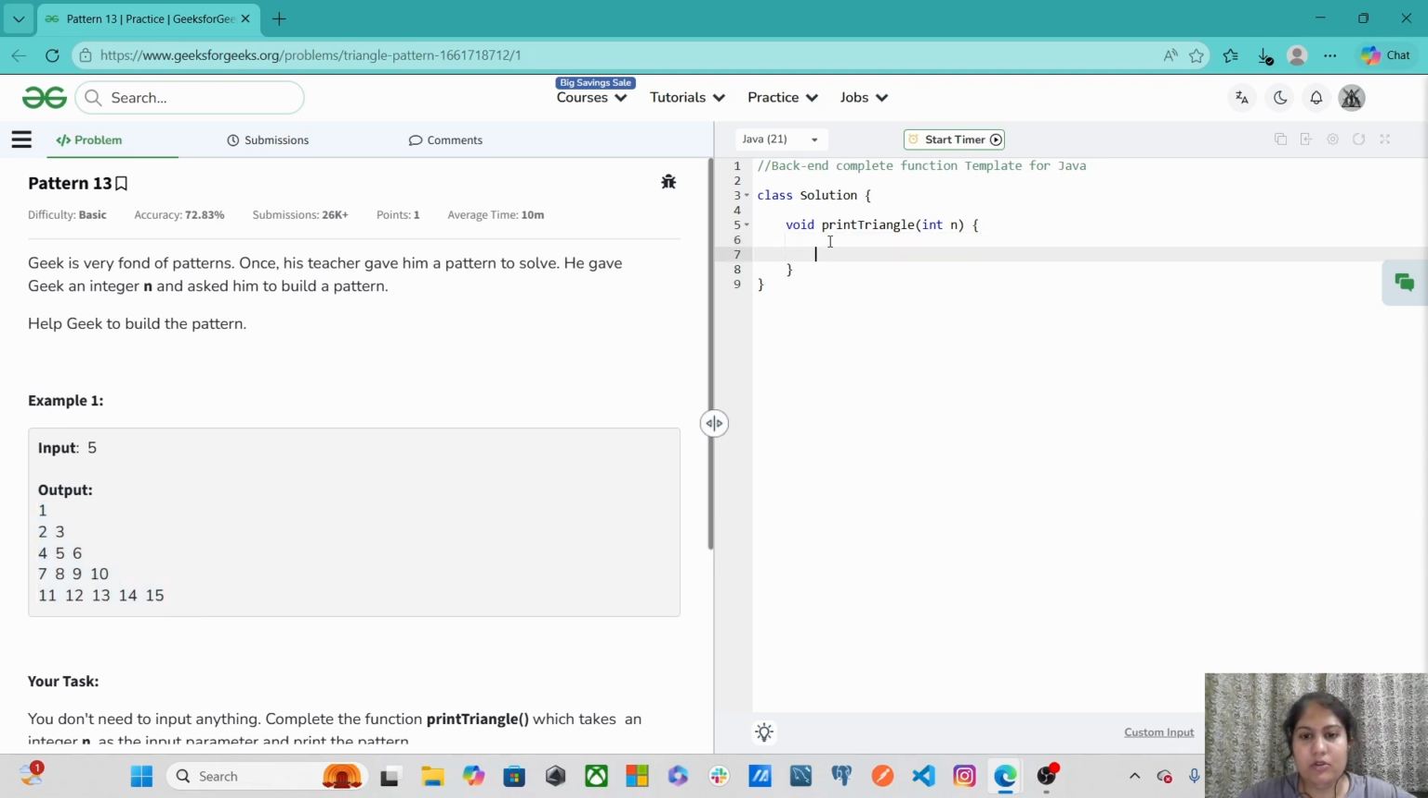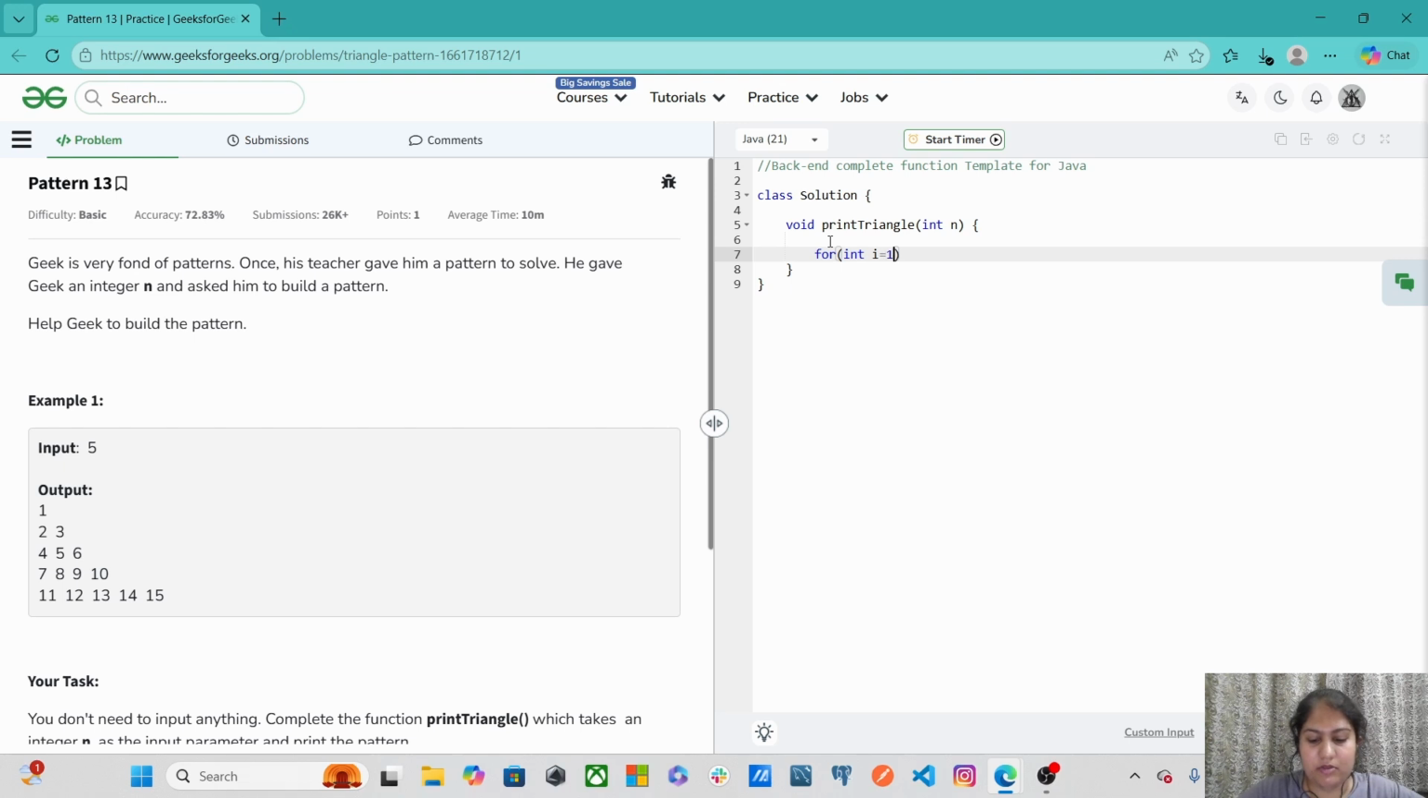We have to follow our three rules. Then we are going to use nested loops. The first loop or the outer loop represents the number of rows, and the inner loop represents the number of columns in each row. Got it? So let's start doing that.